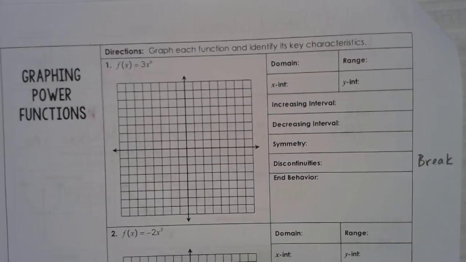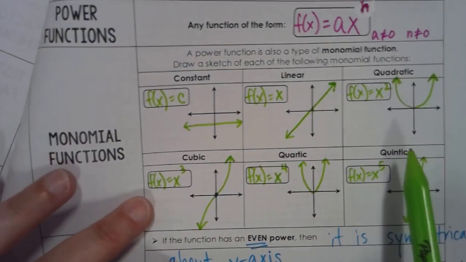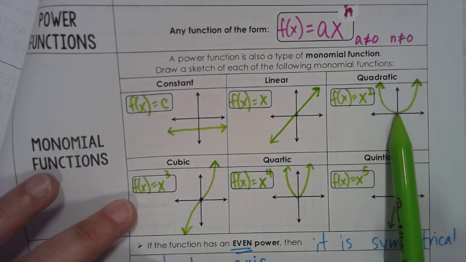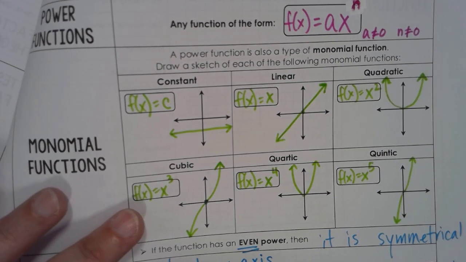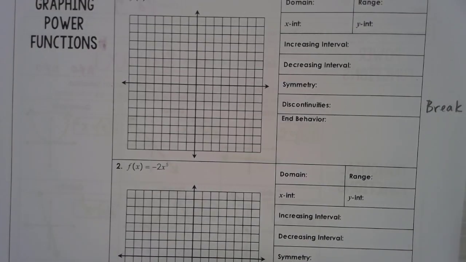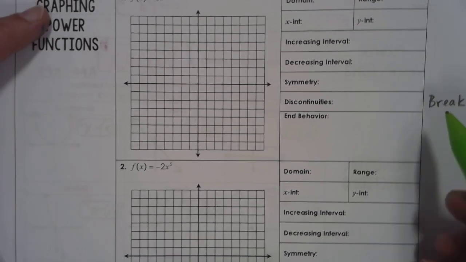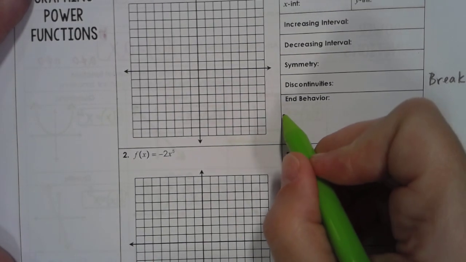Just FYI for today, if we're talking about parabolas and cubics, are there any discontinuities? No. So our answer for today, as we're looking at these first types of graphs, we'll just write none because there aren't any for them. We'll get to that. And then for our end behavior, let's go ahead and do that because that's the part that takes a little bit of time.